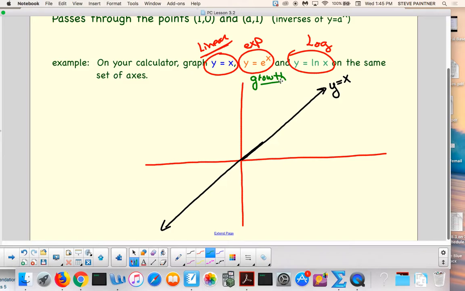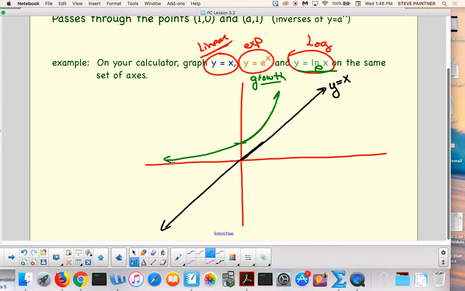2.7. That's bigger than 1, guys. It's growth. What if your base is between 0 and 1? It's decay. Okay, so this is growth. Guess what? This function, because this is base e and this is ln, this is base what? E. Now when you graph this one, you get growth. It's right here. Here's your growth, right?